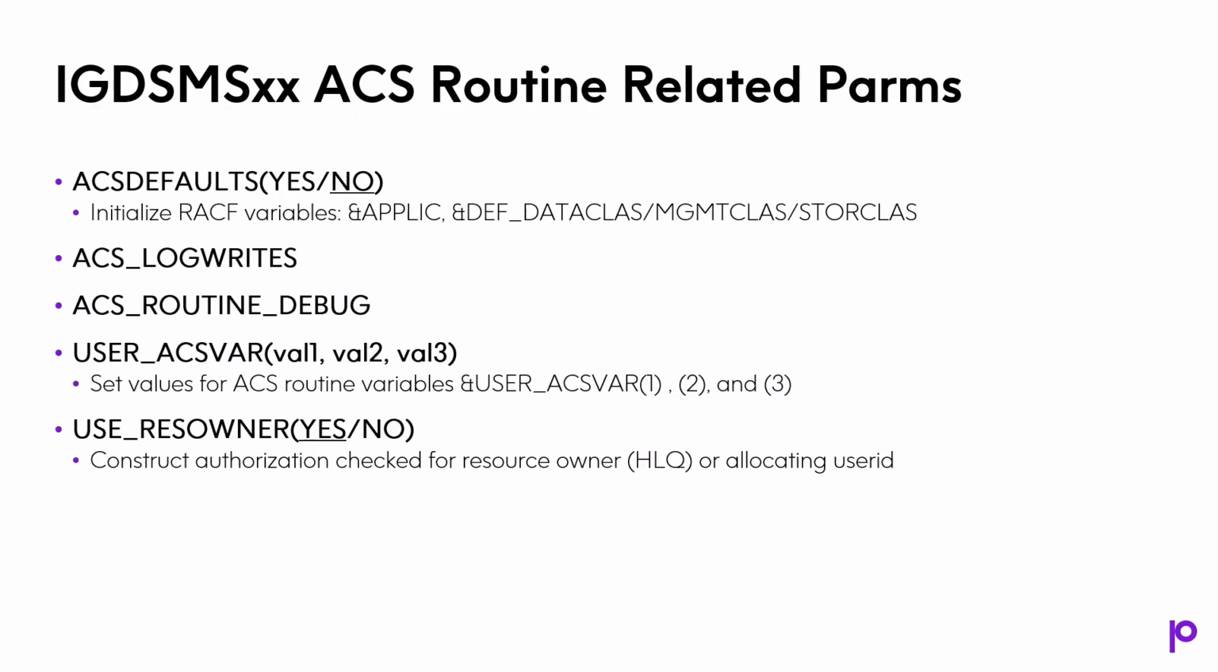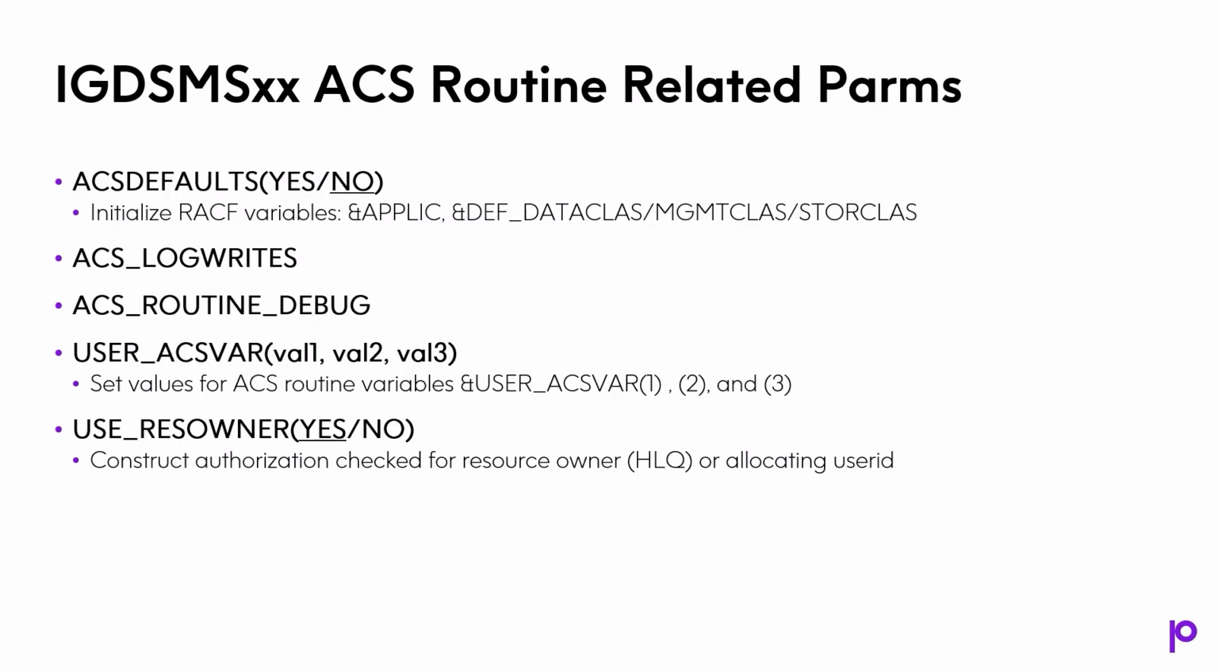Okay, let's talk about the next category, which is ACS routine related parameters, things related to the ACS routines and what they see and what they execute. One that some installations will set is ACS defaults equal yes. If you take the default of ACS defaults equal no, this eliminates a RACF call. But if you specify ACS defaults yes, certain ACS routine variables become available because a RACF call is made for the particular user allocating the data set.